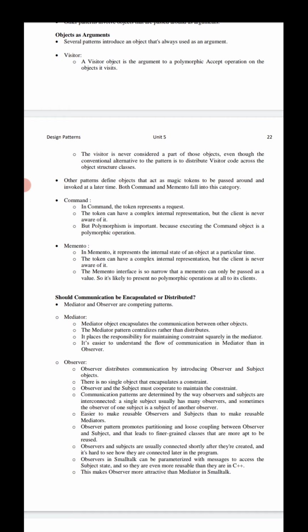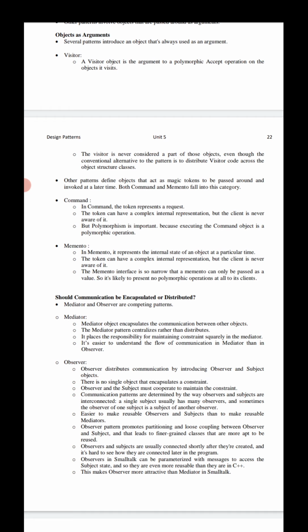So here we need to study both the command design pattern and the memento design pattern. Command and memento fall into this category. First of all, in command, the token represents a request. In the memento design pattern, the token represents the internal state of an object at a particular time. In both cases, the token can have a complex internal representation, but the client is never aware of it.